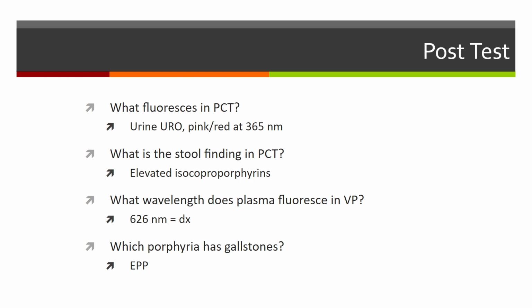What wavelength does plasma fluoresce in VP? And remember, this is plasma, not urine. There are lots of wavelengths being thrown at you, I know. This is 626 nanometers. Okay. And then which porphyria has gallstones? That would be the one with a predominant liver concern. I'm sorry, gallbladder concern. That would be EPP.